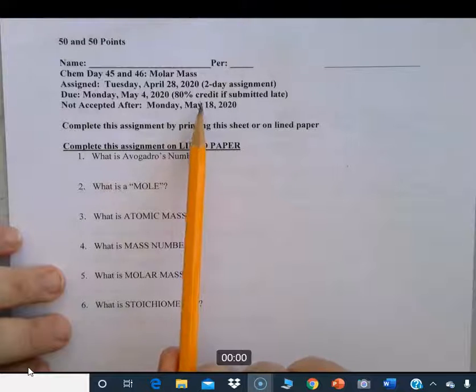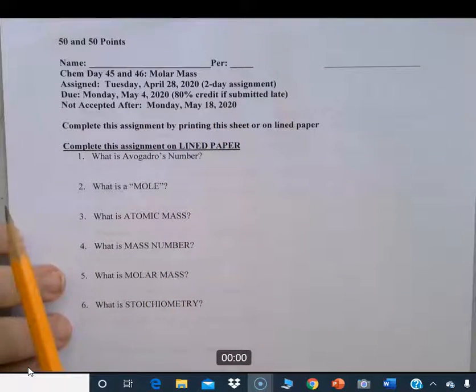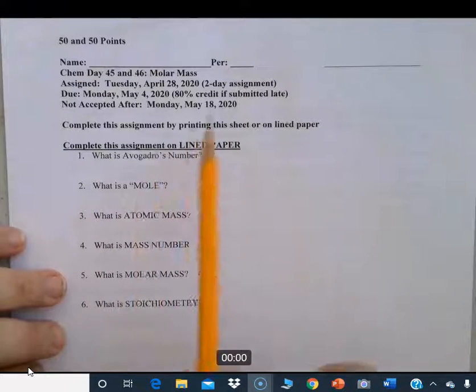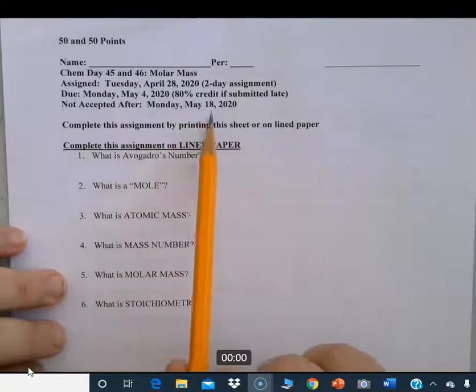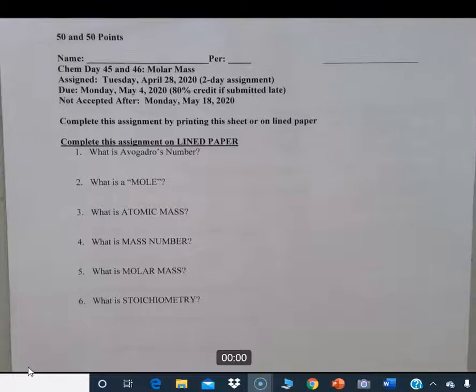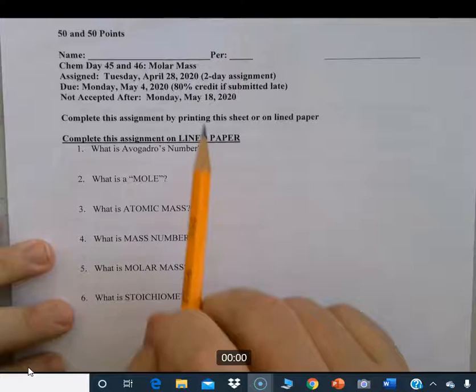If it's turned in after Monday, you can get up to 80% credit, but for full credit it needs to be turned in by next Monday, and it's not accepted at all after May the 18th. I'm going to be strict on those because I don't want to get 1,000 assignments in the last week of school, so you need to stick to those not-accepted-after dates, and really to the due dates in general.